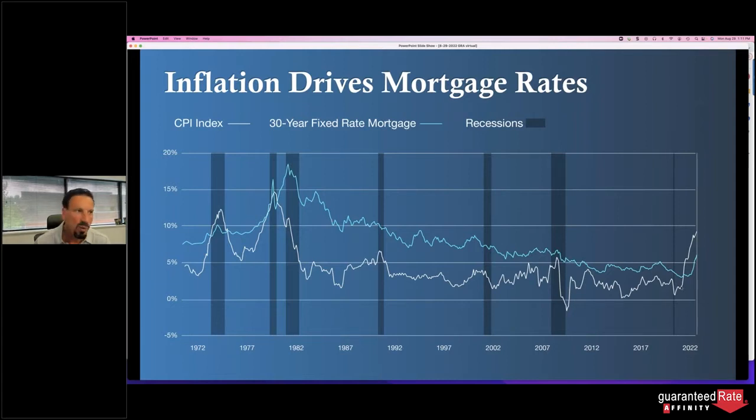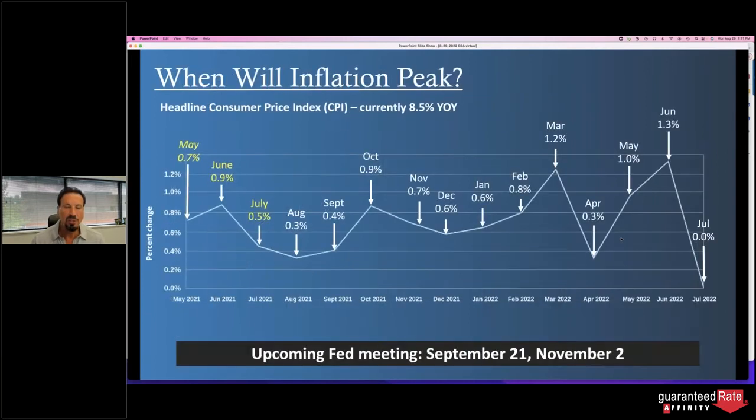And you can see where we are right here. The rate of inflation zooming higher, a little bit of a delay, but mortgage rates have followed suit and have started to move up. So if we want to know when mortgage rates are going to come down, well, it's when inflation comes down. So how is inflation measured?